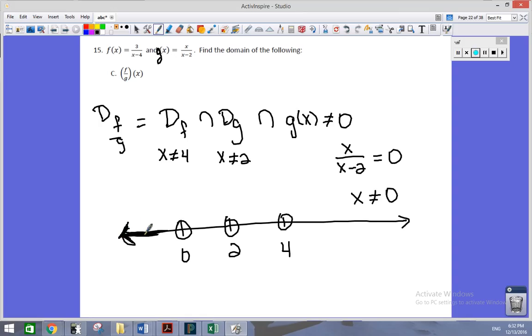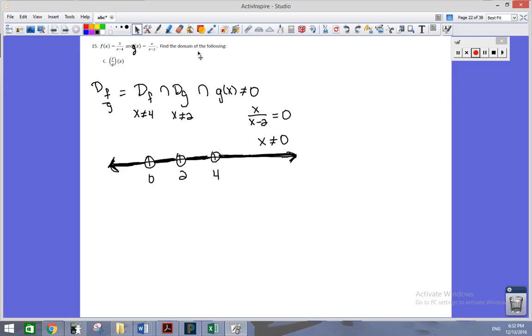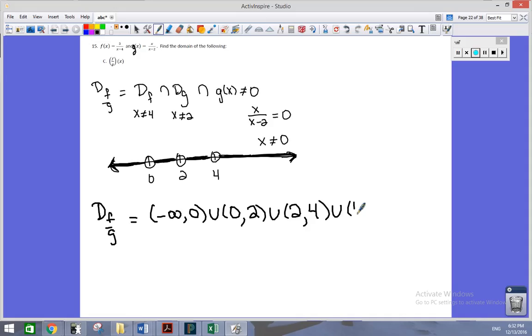None of the other numbers will result in division by 0. We didn't have any radicals to worry about with either one of these functions or with the division of these functions. So we want to describe this infinite set of numbers. We're familiar with two ways to describe it: interval notation and set builder notation. For the domain of f divided by g, the left arrow is shaded, that's negative infinity, all the way up to 0. There's a break at 0, from 0 to 2, excluding 2, all the way to 4, excluding 4, and to positive infinity.